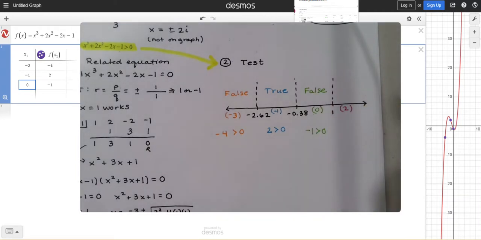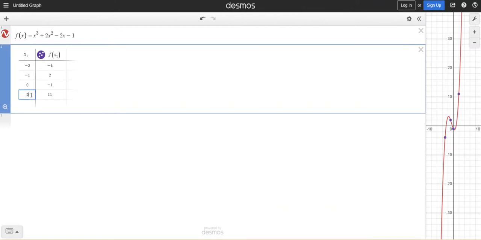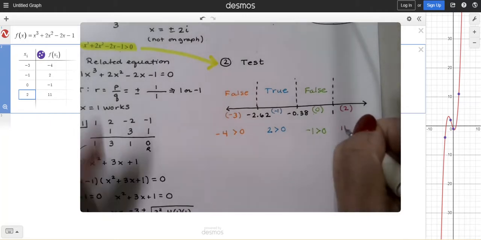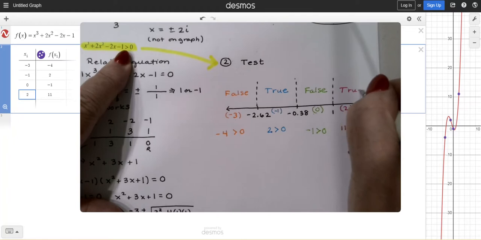And then my last test point is 2. That gives me 11. I would like that to be greater than 0, and it is. So my last section is true.